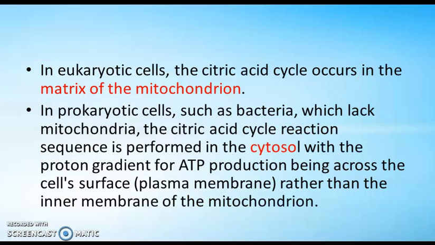In eukaryotes, the citric acid cycle occurs in the matrix of the mitochondria. But in prokaryotes, because of the lack of these organelles, they also lack mitochondria. The citric acid cycle reaction sequence is performed in the cytosol, with the proton gradient for ATP production being across the cell surface, that is the plasma membrane, rather than the inner membrane of the mitochondria.